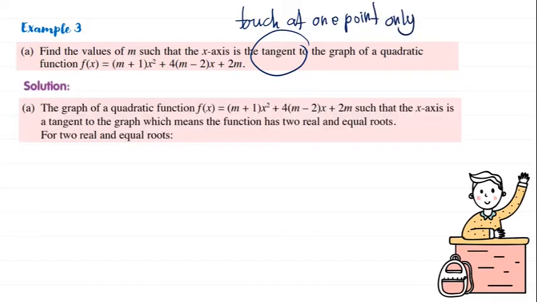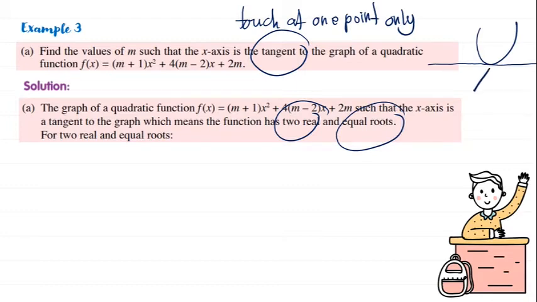This is the solution. The graph of the quadratic function f(x) equals (m plus 1)x squared plus (4m minus 2)x plus 2m, such that the x-axis is the tangent to the graph, means that the function has two real and equal roots, since it only touches at one point. So if we have a parabola and the x-axis only touches at one point here, it means this is the equal root. For two real and equal roots, in the previous slide you learned that the discriminant is equal to 0.